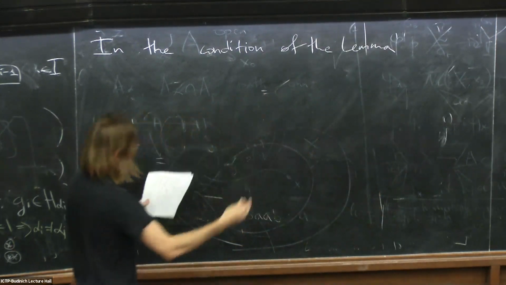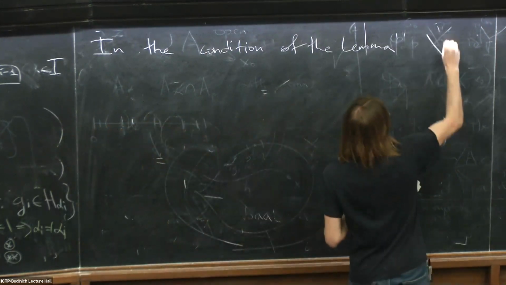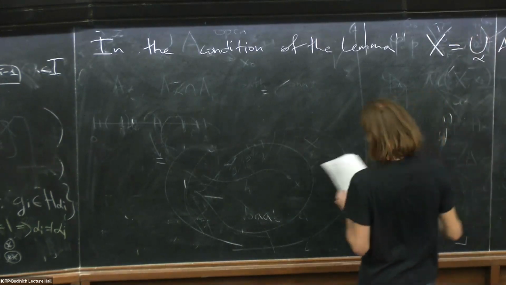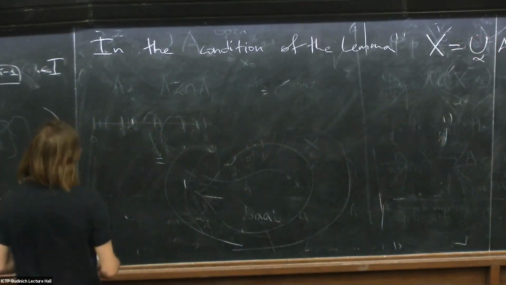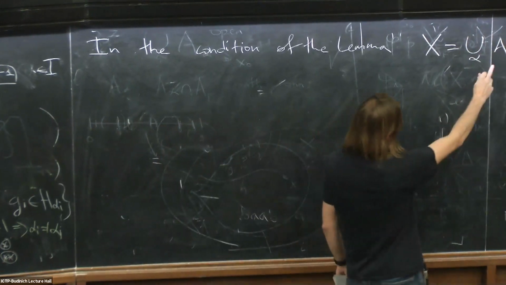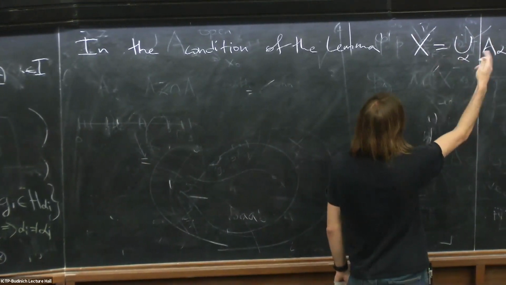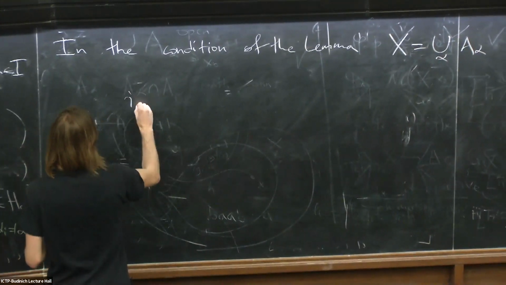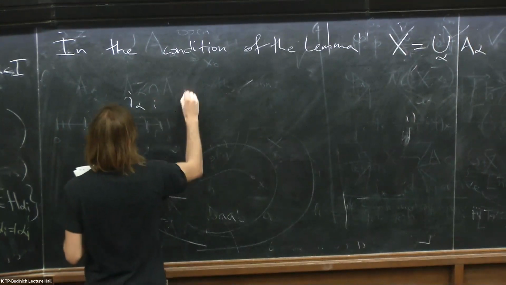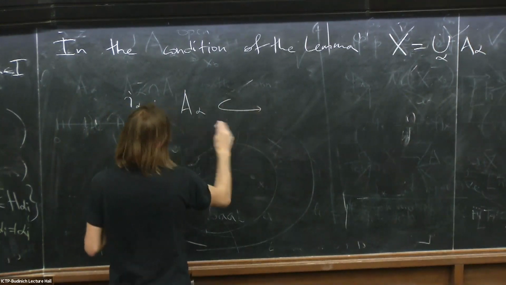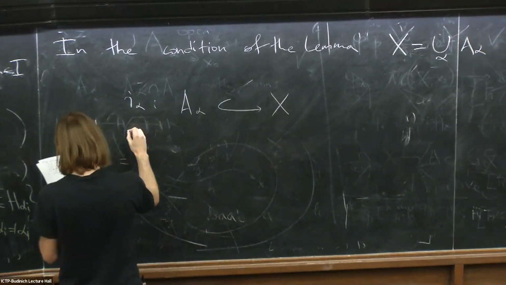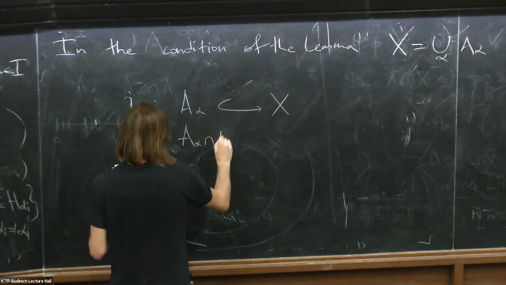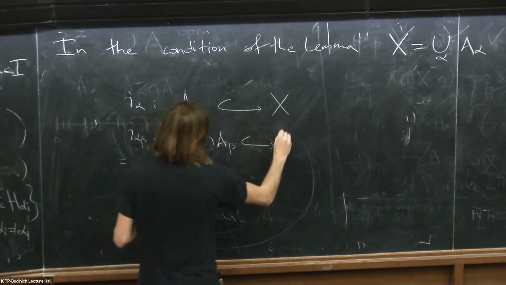To remind you, we have an open cover of X, an open cover A alpha, which satisfies some particular conditions. In particular, they were all path connected, they all contain the base point X0, and all their pairwise intersections were path connected. Let me denote by I alpha the canonical inclusion map from A alpha to X, and I alpha beta the inclusion of the intersection to X.